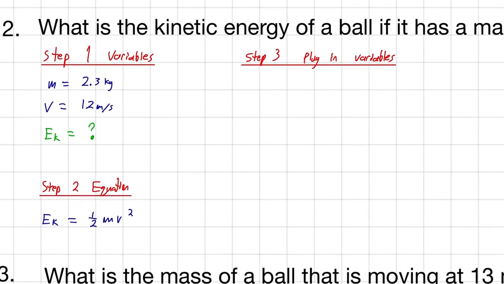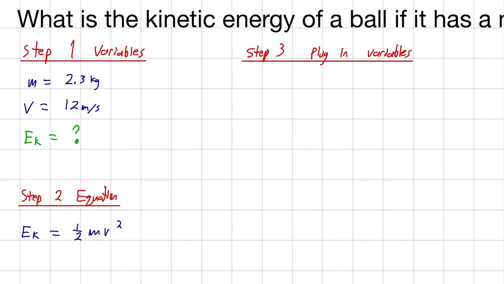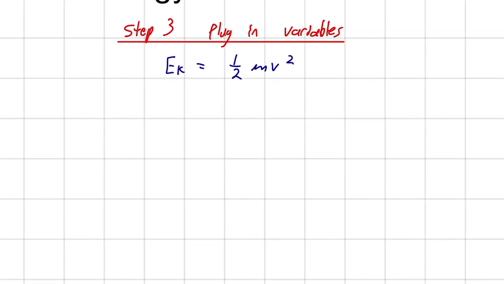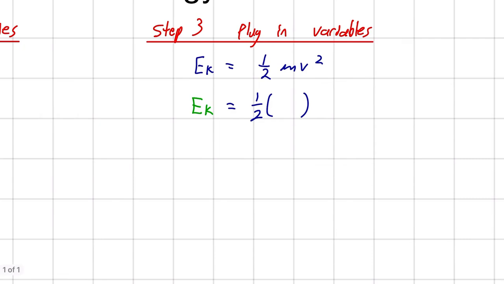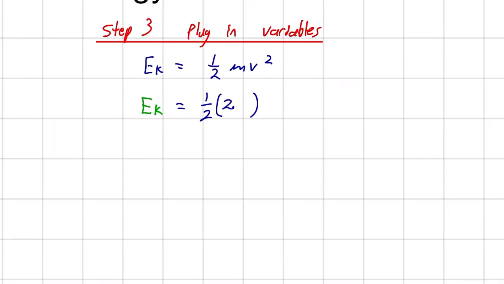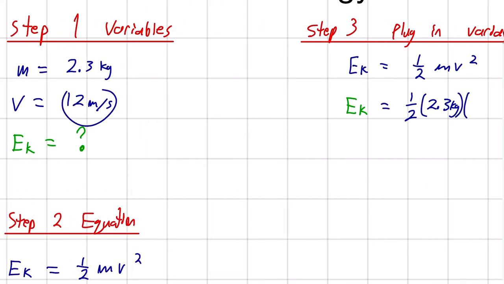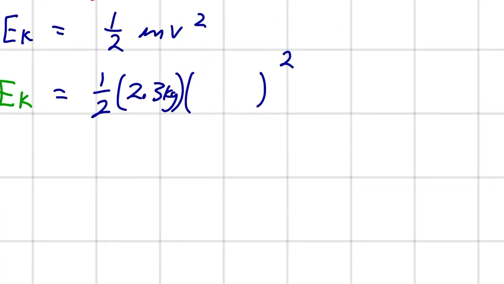Alright, so let's do that. I'm going to rewrite the equation. EK is equal to 1/2 mv squared. Now let's start plugging in these variables. So remember, EK is our unknown. Is equal to 1/2 mass, 2.3 kilograms. And then the velocity is 12 meters per second.